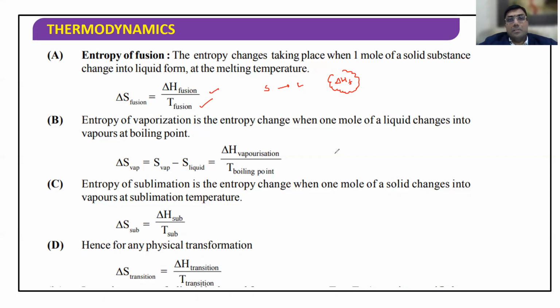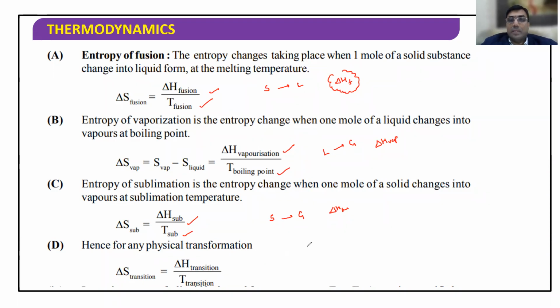Similarly, vaporization. When the liquid is converted into gaseous state, then we write delta H vaporization divided by T, the boiling temperature. Similarly, when a solid is converted into gas, it is delta H sublimation divided by the sublimation temperature.